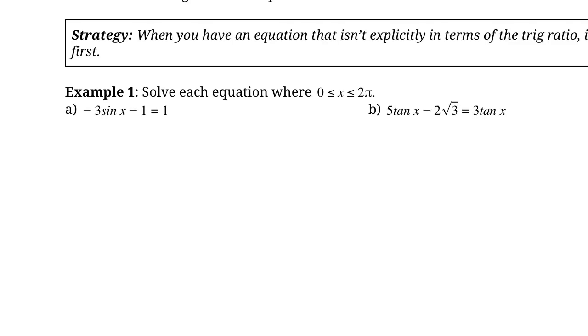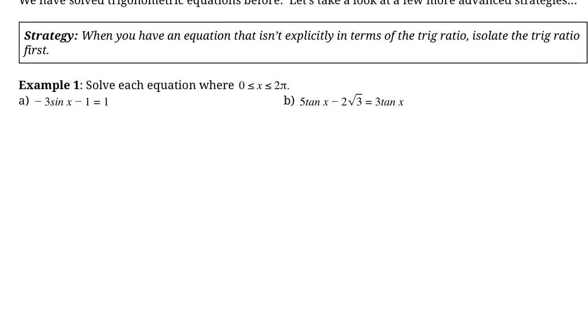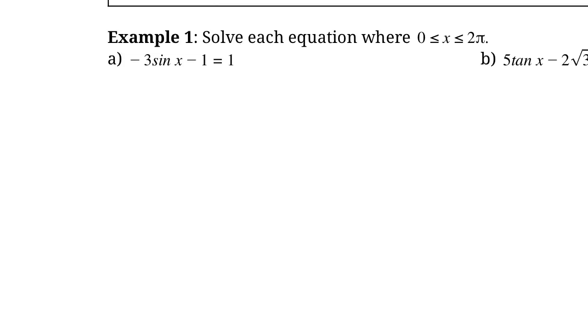Well, similar to solving any other equation for x, we have to isolate x. Unfortunately, we can't isolate x because it's inside of the sine, right? So let's isolate the sine x term first. And that's the first strategy you see up here in italics. Isolate the sine x, right? So we're going to get sine x equals, if I move that 1 over, we get 2. And then we're going to divide both sides by negative 3 to get sine x equals 2 over negative 3, or negative 2/3. Okay, that's cool.